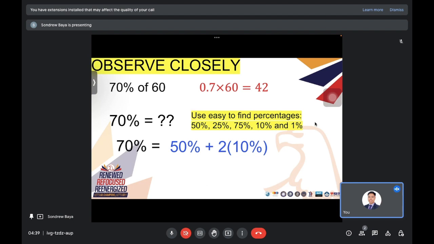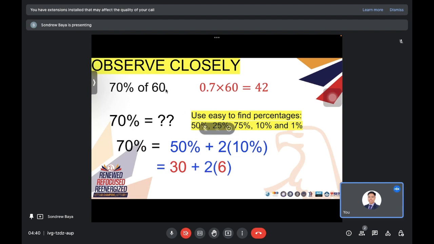Now, since 50% is easy to find and 10% also is easy to find, then it's a lot easier to do it mentally rather than to multiply the decimal equivalent with 60. So 50% of what? Of 60 still, not of 70. 50% of 60, so we're breaking 70% into 50% and 10%. 50% of 60, 50 means half. This becomes 30. Then plus 2 times 10%.